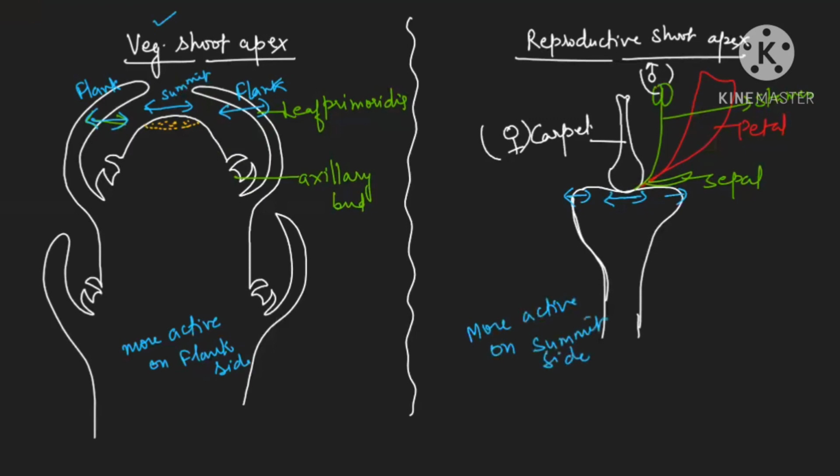So I hope this topic is clear with respect to meristematic tissues. We have classified the meristematic tissues based on different criteria. We have studied the shoot apex organization. Different scientists give different theories. And how the shoot apex is formed, it is covered by leaf primordia. The vegetative apex is more active on the flank, and the reproductive apex is more active on the summit area. So I hope this topic is clear to you.